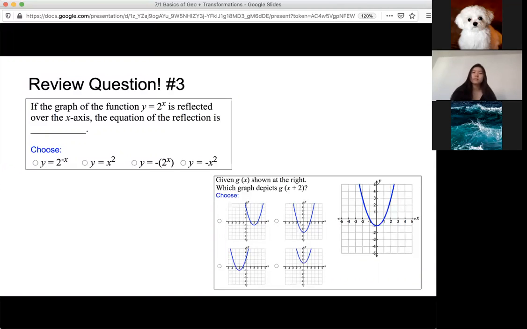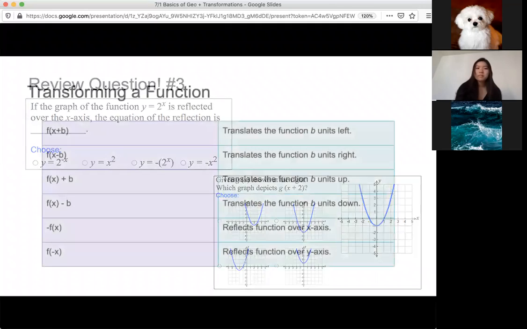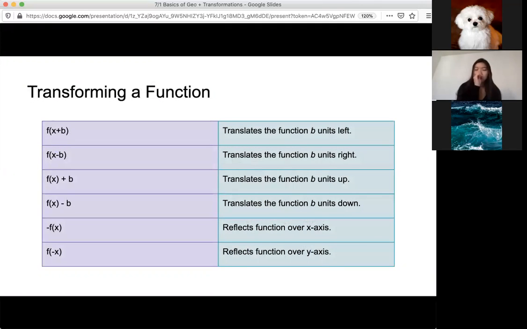And it is C, y equals negative 2 to the x, because if you look back to the table on the previous slide, it said that if you have the negative around the entire function, it's reflected over the x-axis.